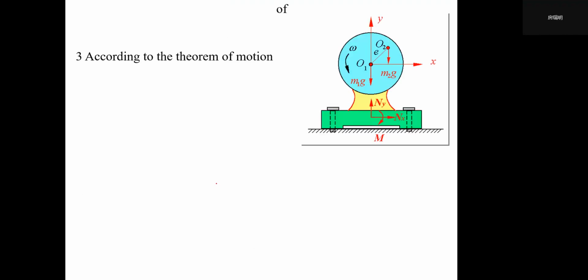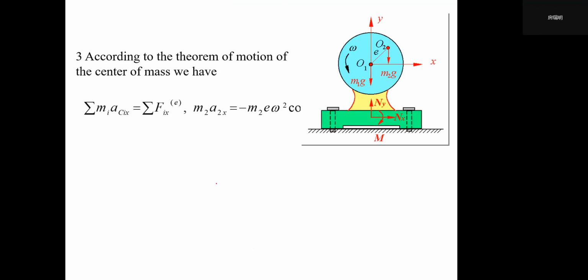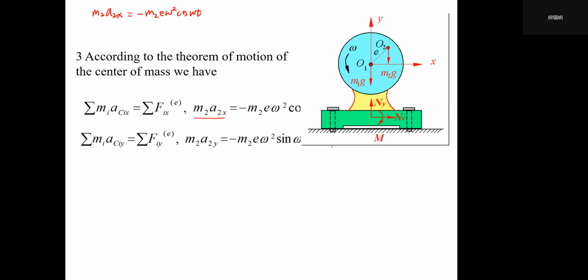So according to the theorem of motion of the center of mass, we have this. But this system is very simple. So sigma m_i a_Cix only has one atom. So we have M2 A2x equal Fx. So actually, maybe I can write here. So M2 A2x equal minus M2 E omega squared cosine omega t.